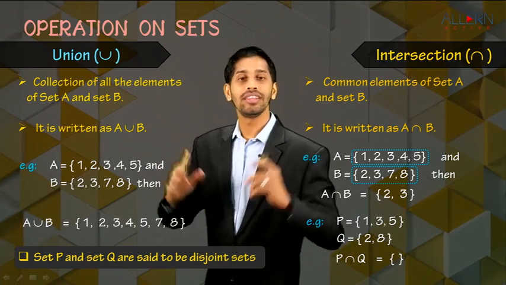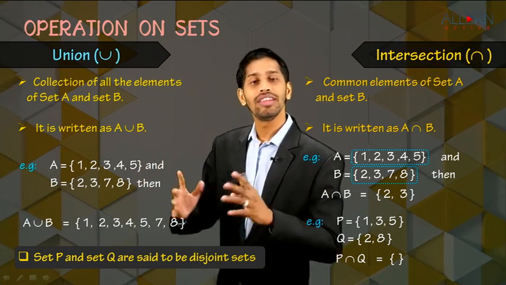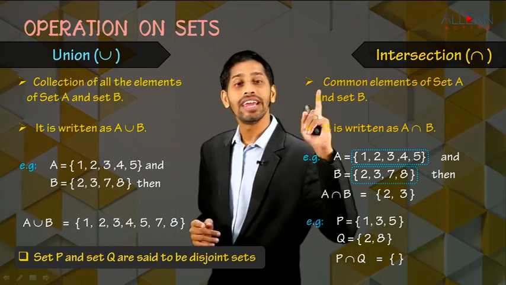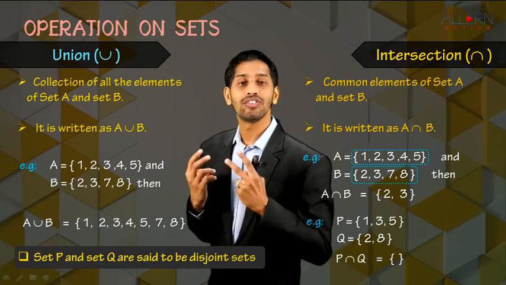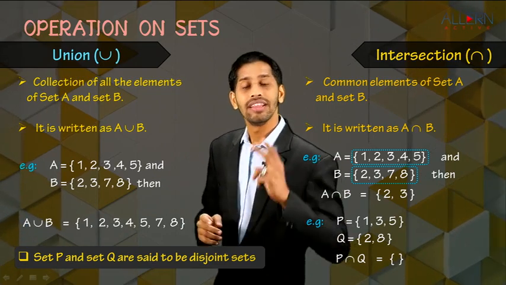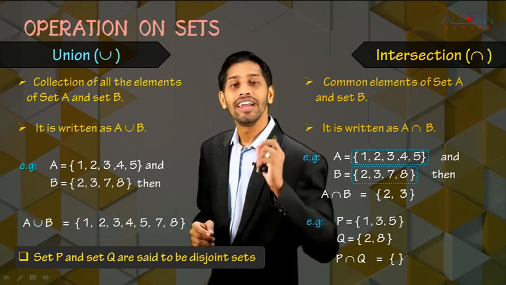So let's revise everything. Union means collection of all the elements without repetition. Intersection means we have to write only common elements. And if the intersection of two sets is an empty set, those two sets are said to be disjoint sets.